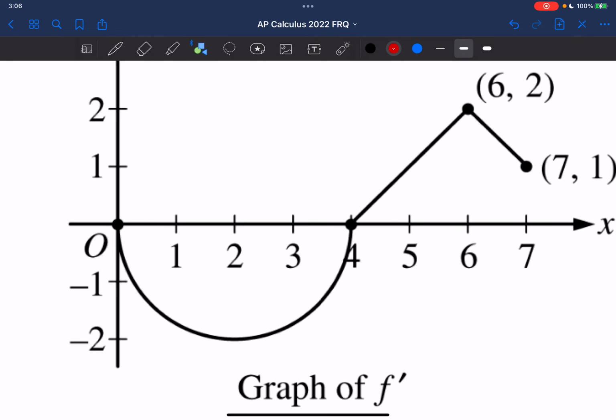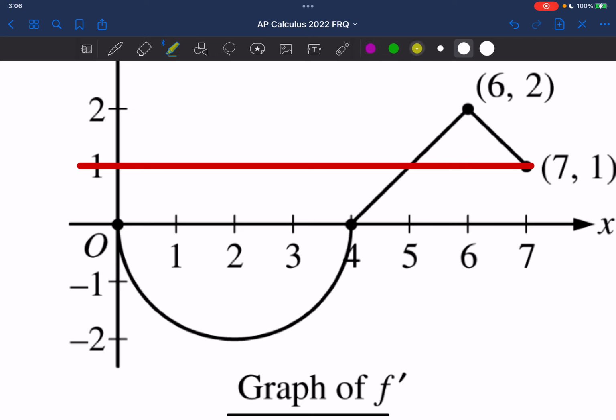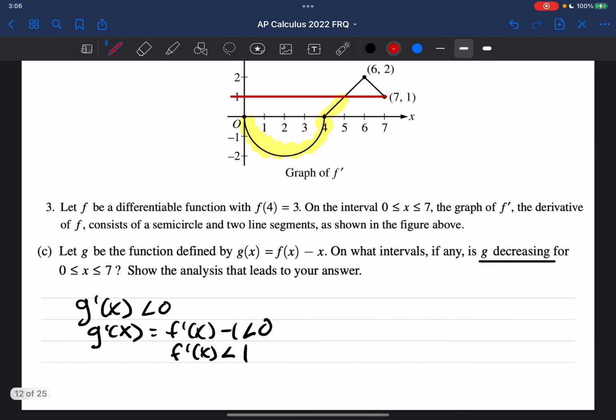So let's draw ourselves a nice horizontal line right here at 1. We're looking for all of these values here where it is less than 1. So we have the interval 0 less than or equal to x, and we include 0 because it is less than 1 at that point, and then less than 5. We don't include 5 because it's equal to 1 at that point.